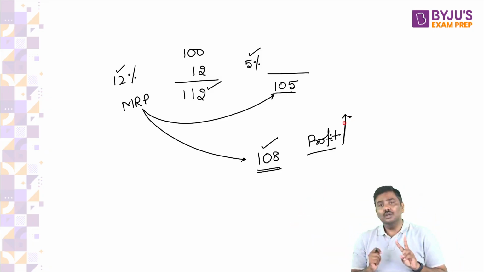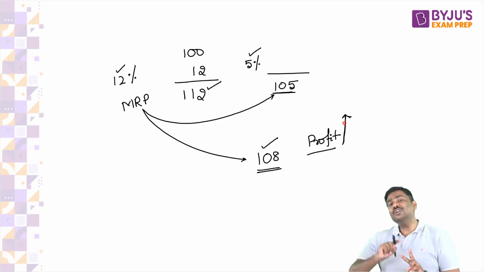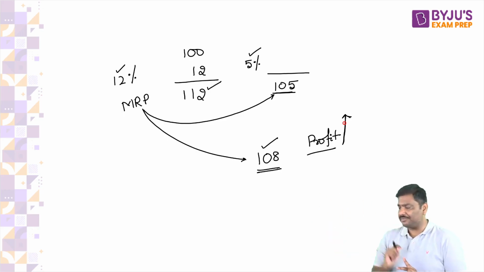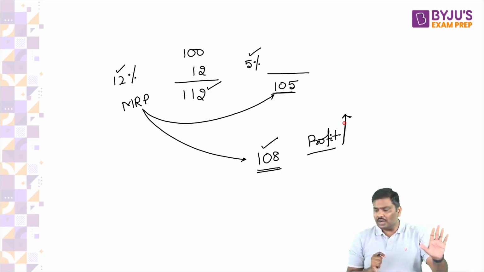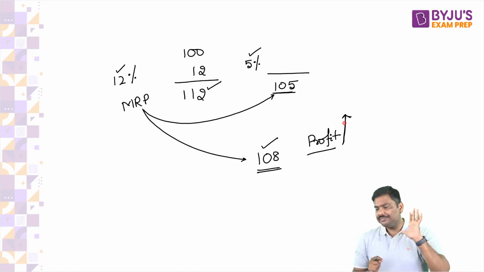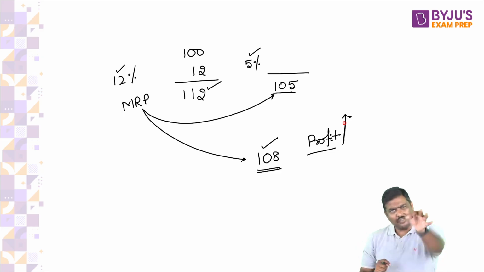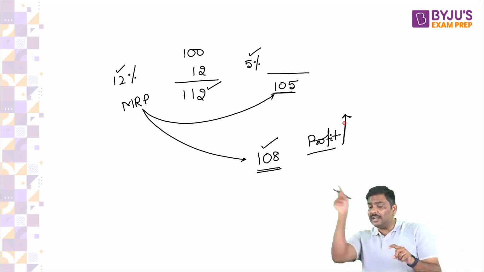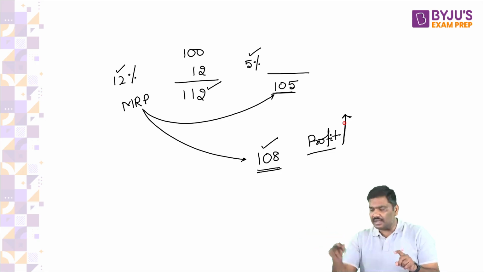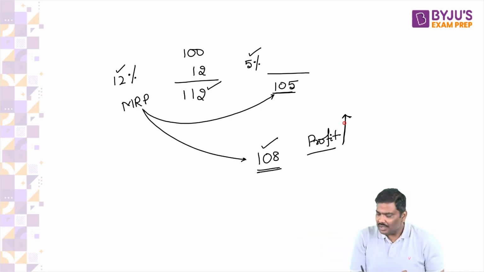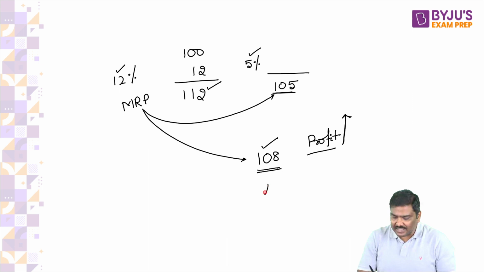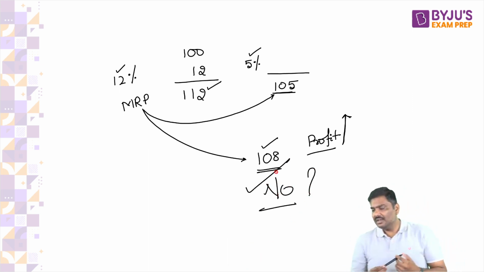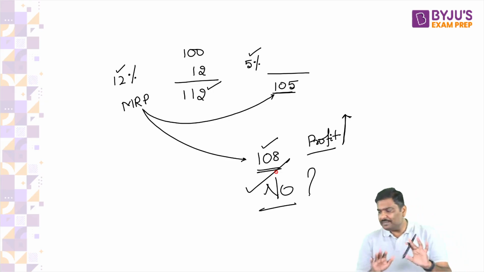Point number two. Have you transferred the complete benefit of tax reduction to customers? No doubt you have reduced the market price. But have you transferred the complete benefit of tax reduction to the customer? Answer is no. Can I say this is a prime example of profiteering? This is nothing but profiteering.